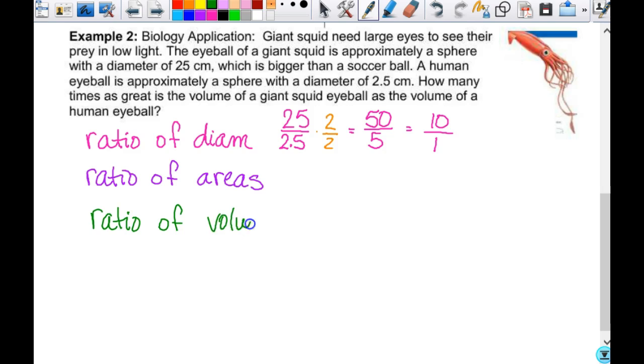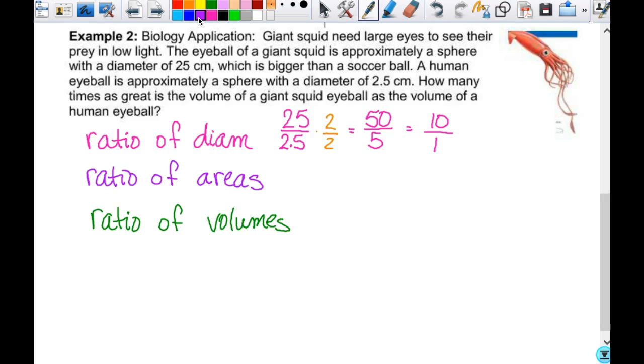So since we're talking about circular stuff, it does make things just a tiny bit easier to understand. I know this was diameters, but if the ratio of diameters is 10 to 1, if I divide them both by 2 to get the radius, then isn't the ratio of the radius still just 10 to 1, right? So if this is the giant squid eyeball, the radius is 10 times as big as the radius of my eyeball. That's the idea here, right?